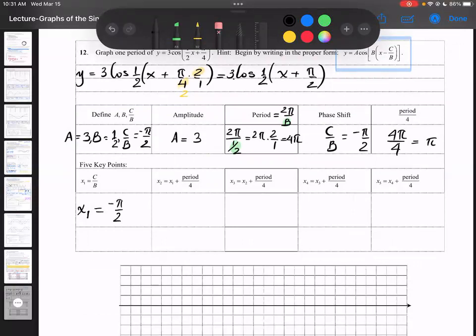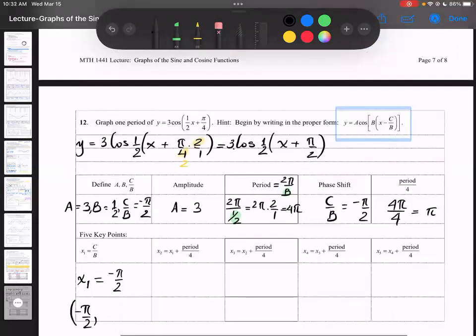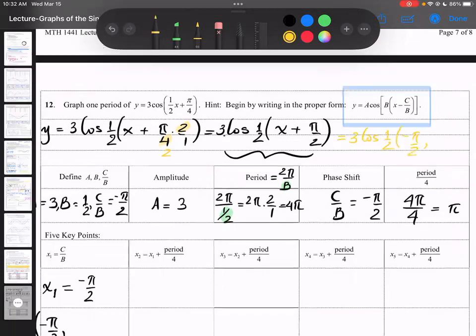Now, how do I find the y coordinate? That's the x coordinate. Well, you can plug it back into the original problem, or you can plug it back in here. It doesn't matter which one you plug it in. Let's plug it into the one that we modified. You can use a calculator though. You don't have to write this down, just watch me. 3 times cosine of 1/2 times x, where x is negative pi over 2 plus pi over 2. Negative pi over 2 plus pi over 2, that's 0.